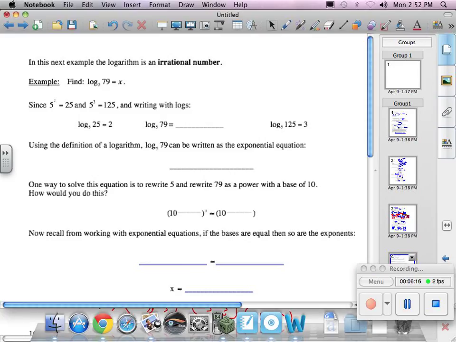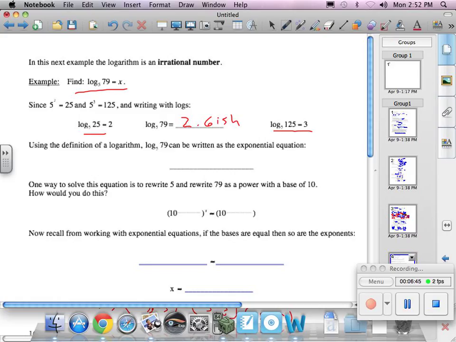So let's look at this next example where it's an irrational number. Find log base 5 of 79. Well, if I know log base 5 of 25 equals 2 and log base 5 of 125 equals 3, I can guess that log base 5 of 79 is going to be somewhere around 2.6-ish, right? Somewhere in there, and I'm probably off a little bit.